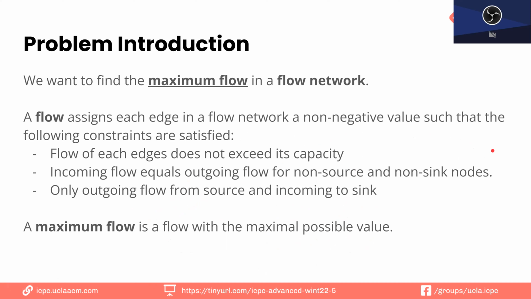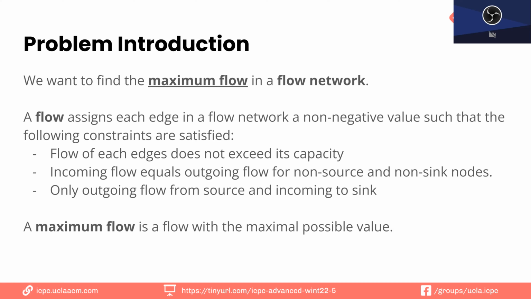And what is a maximum flow? First we need to define what a flow is. A flow assigns each edge in a flow network a non-negative value such that the following constraints are satisfied. The flow of each edge does not exceed its capacity. Its capacity, as I said before, is the weight on the edge. The incoming flow for a node equals the outgoing flow for non-source and non-sink nodes. And then there's a special case for source nodes, where there's only outgoing flow, and for the sink, where there's only incoming flow.